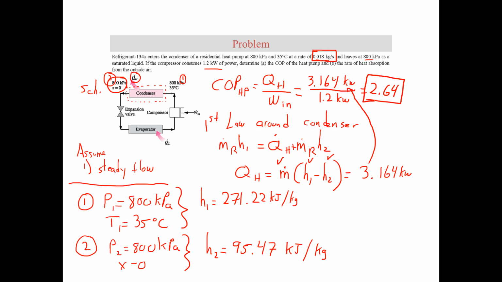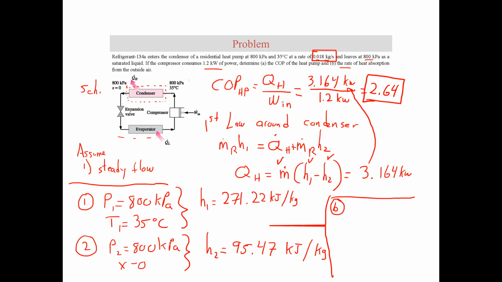And then part B. Part B is simply asking for the rate of heat absorption from the outside air. So again, the evaporator here is absorbing heat from the outside air. If I wanted to figure that out, I could do a few different things. I could do a first law analysis around the evaporator, but I don't really have any information on the state of the refrigerant entering or leaving.